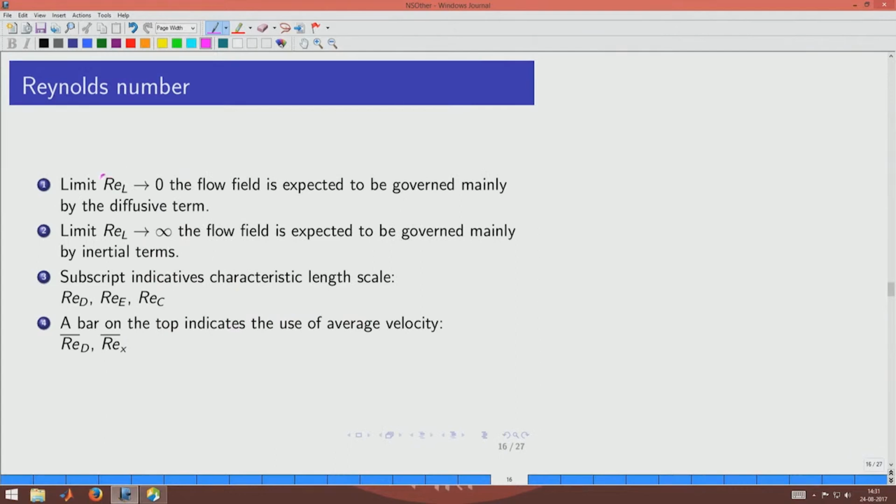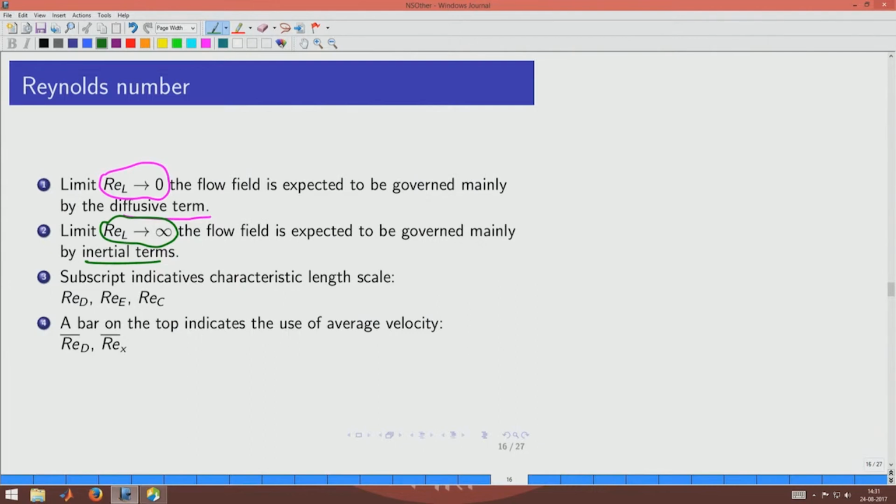In the case when Reynolds number is very small, the solution of the flow field is governed mainly by the diffusive term, and in the case where the Reynolds number is very large, it is governed by the inertial terms, that is the remaining terms on the left hand side. So, this is how we can see how the solution of the Navier Stokes equation is going to evolve. Now, it also means that in situations where we do not have the ability to solve the problem completely, we can simplify it by choosing the Reynolds number range and dropping some of the terms which we know are not playing a big role.